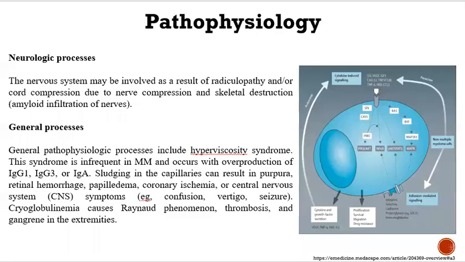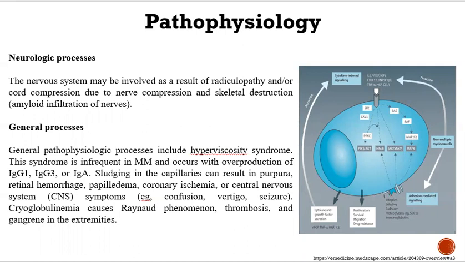The nervous system may be involved as a result of radiculopathy or cord compression, due to nerve compression and skeletal destruction. General pathophysiological processes include hyperviscosity syndrome. The syndrome is infrequent in multiple myeloma and occurs with overproduction of immunoglobulin G, first and third type, and immunoglobulin A. Sludging in the capillaries can result in purpura, erythema, hemorrhage, papilledema, coronary ischemia, and central nervous system symptoms.